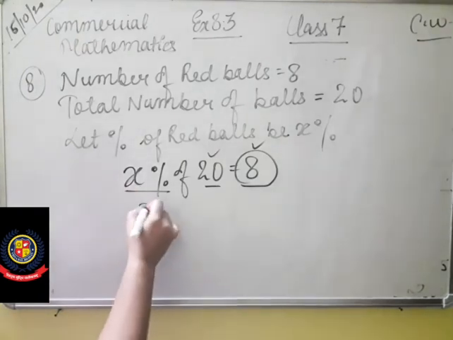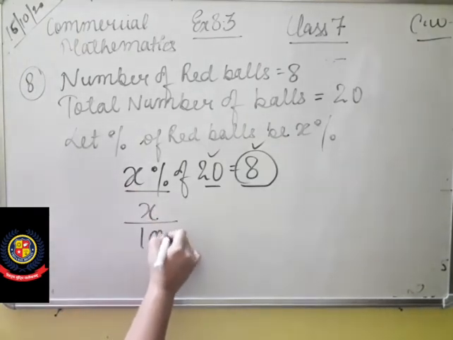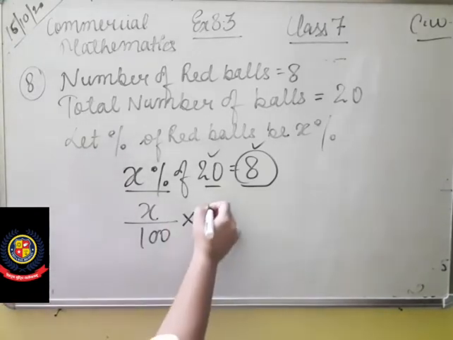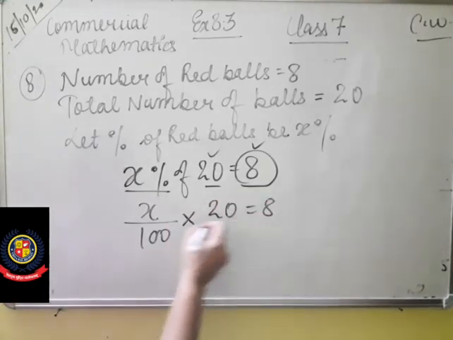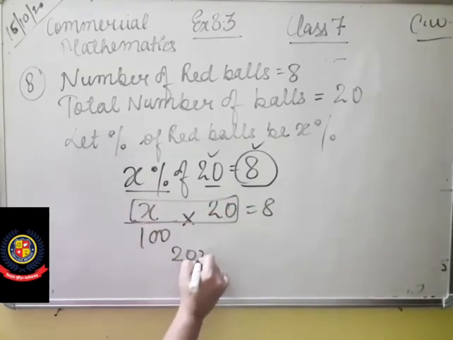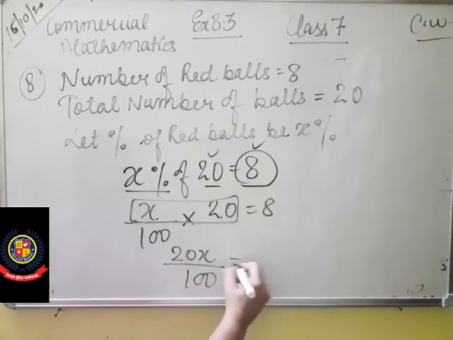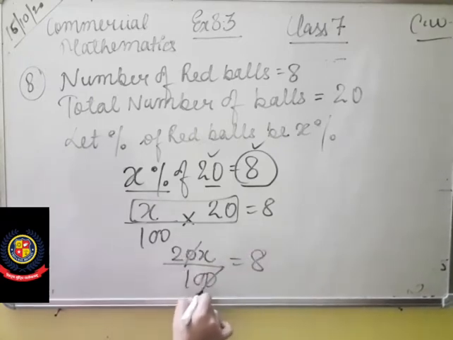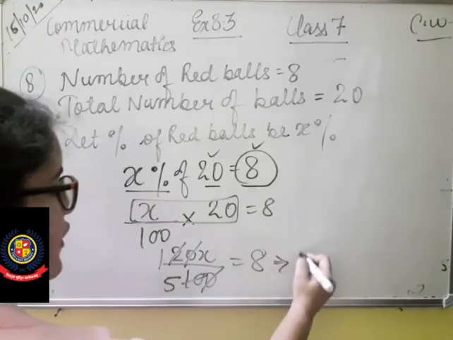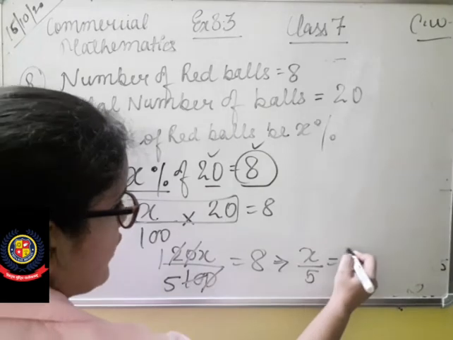So x% remove, you will get 100. Of in place of of, write the multiply sign, into 20 is equals to 8. So students, when you multiply 20 and x you will get 20x by 100 is equals to 8. 10 and 10 will get cancelled out. 2 1s and 2 5s. So what is left? You are left with x by 5 is equals to 8.